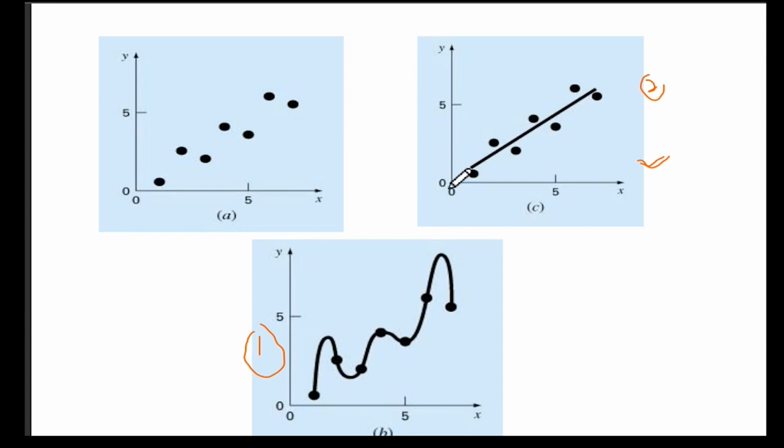We want to plot a straight line that represents this data, and we can measure the error for every point in our graph. We can say that this line will give us a very minimum amount of error.